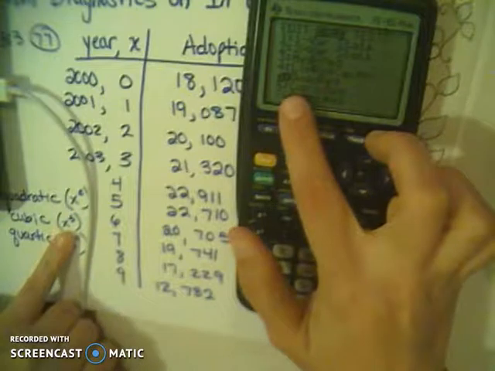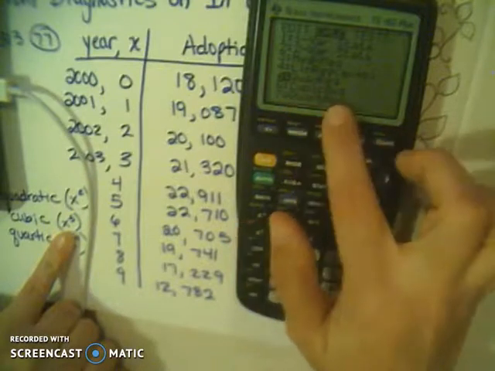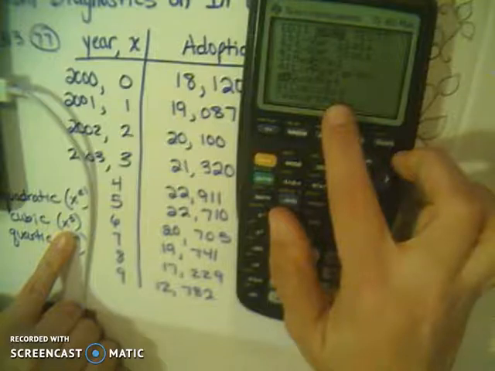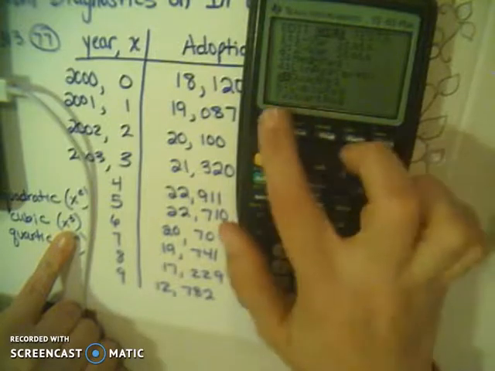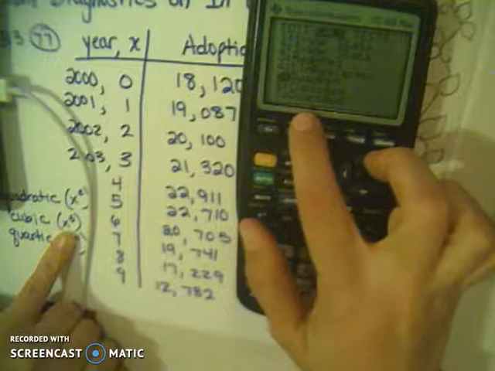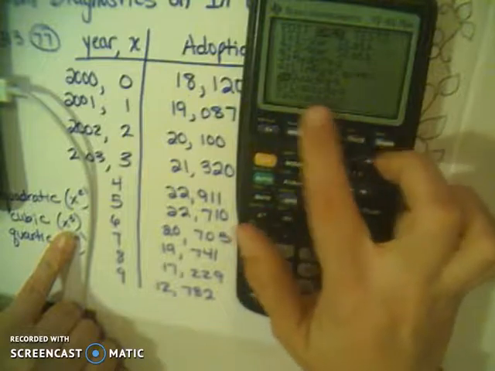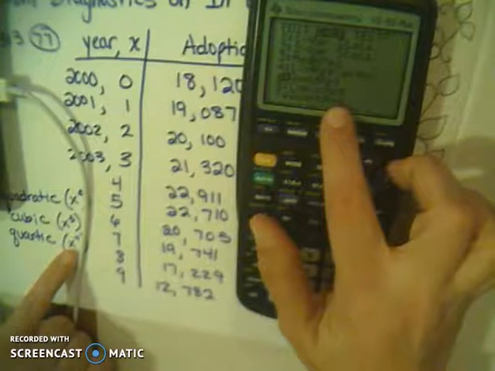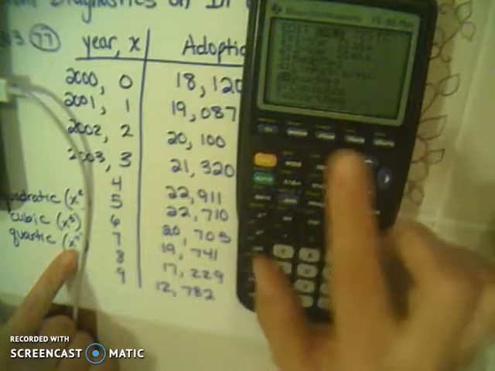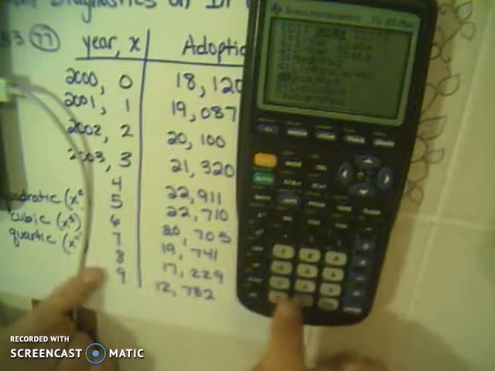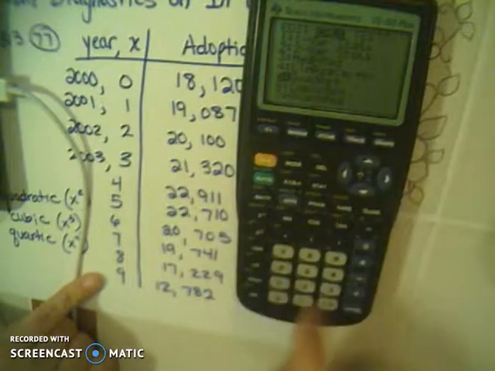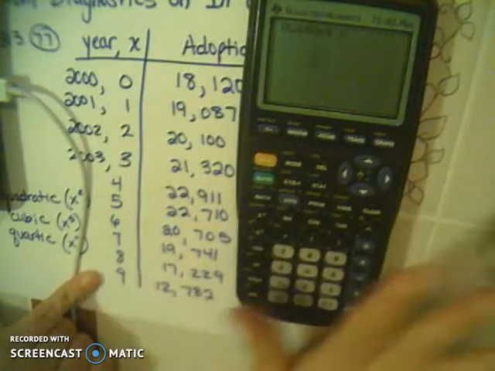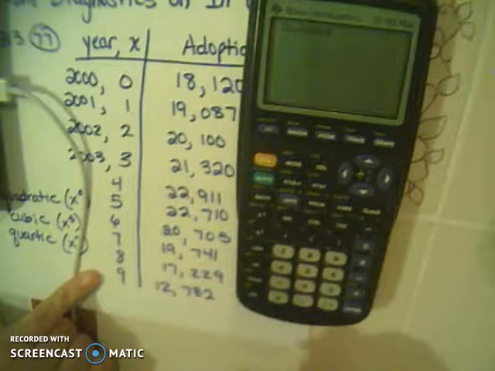If we choose option 6, it says cubic regression. The calculator will figure out the best cubic function that will fit our data. And then option number 7 says quart reg. That's quartic regression. And it will choose the best x to the fourth equation that fits our data. And we have to do them one at a time. So I'm going to choose option 5. All it does is put it on my home screen.